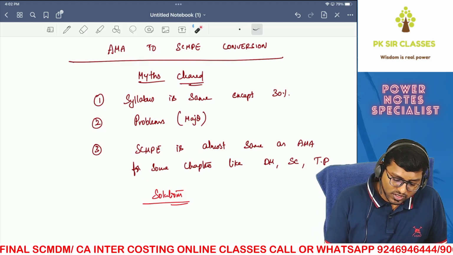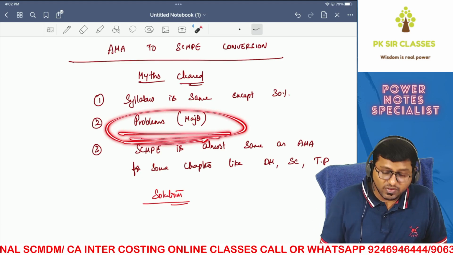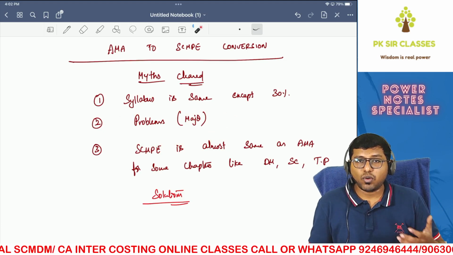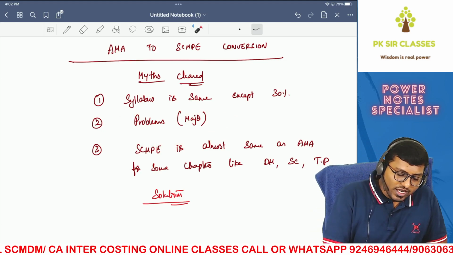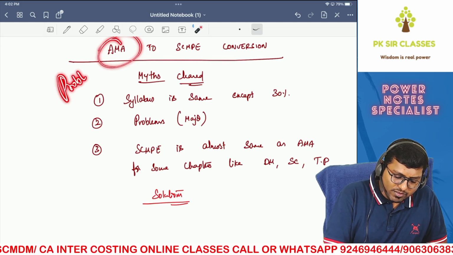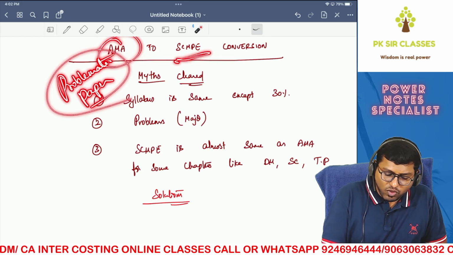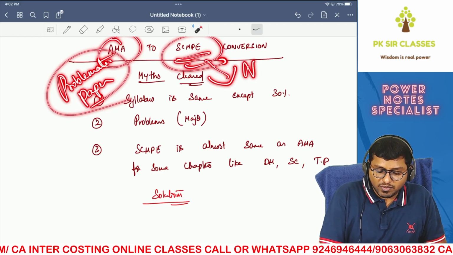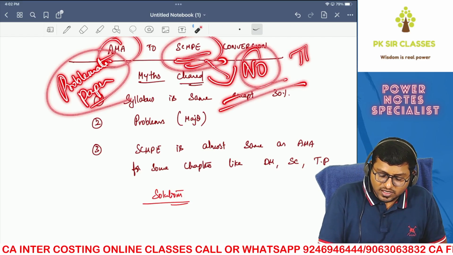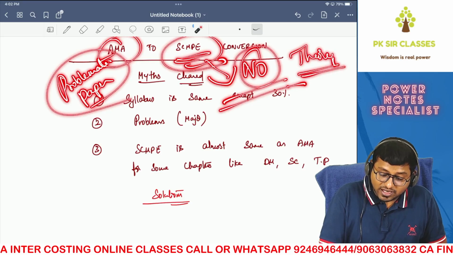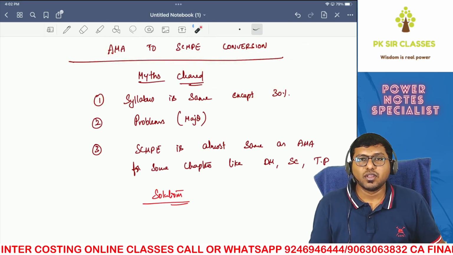And some of the students are also misinformed that even in the new syllabus you have problems as in the maturity part, because AMA, the old syllabus, is a problematic paper. There is no doubt in that, and everybody knows that it is a problematic paper. What about the new syllabus SCMPE? Is it a problematic paper? Absolutely no. It is a theory dominated paper. In fact, the syllabus itself is theory dominated. Are you able to understand?